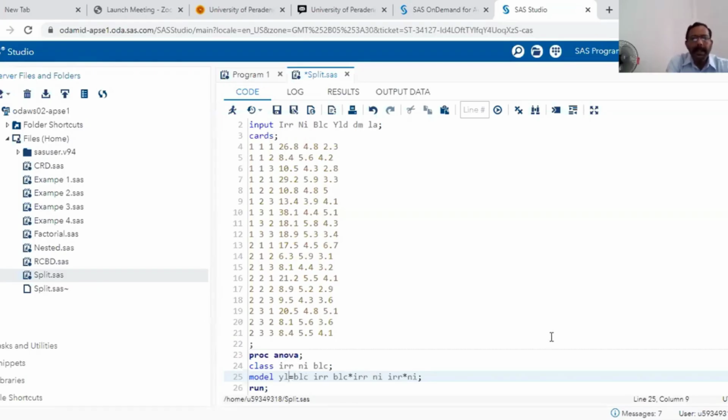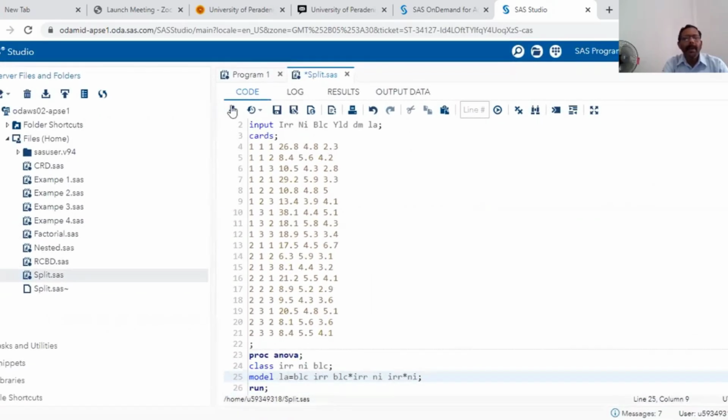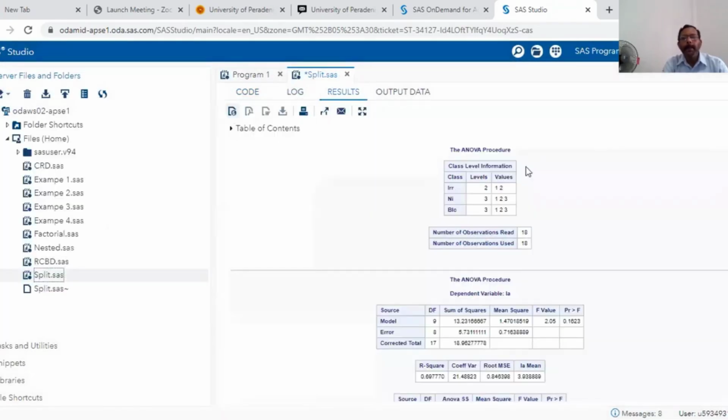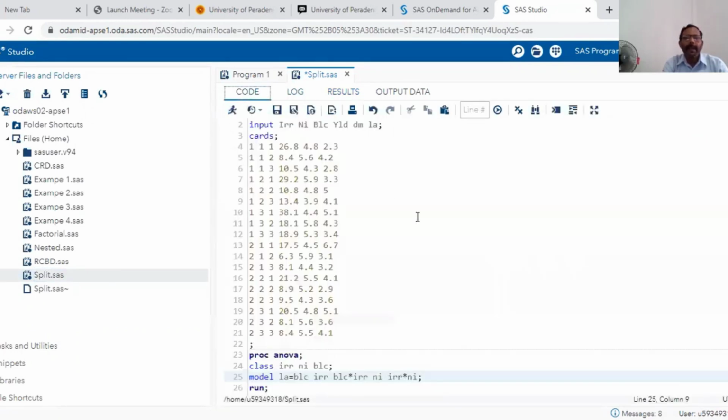When I said LA, why is it not accepting? Something is wrong. LA equals block. Maybe I have typed something else. Now you see, this is for LA, this is for leaf area. So likewise, you can do it individually. Nothing will happen. No harm in keeping the data as it is.